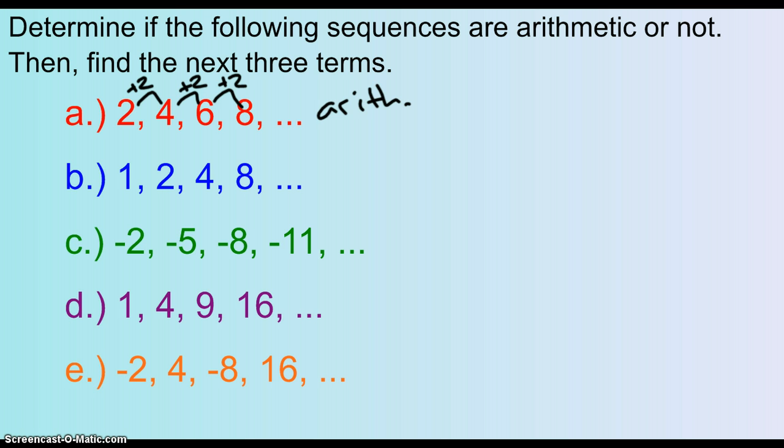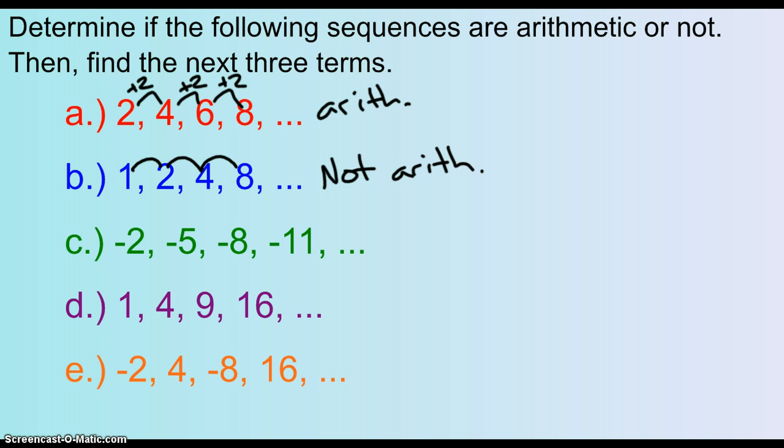B, that is not going to be arithmetic. There is a pattern. You're going to double each time. But notice the pattern is 1 times 2 gives me 2. 2 times 2 gives me 4. 4 times 2 gives me 8. So there's a pattern, but it is not arithmetic.